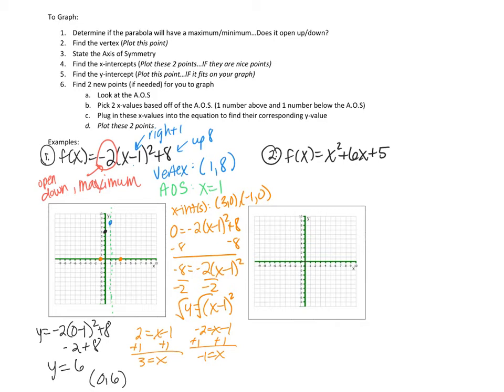So I can see that my x-intercepts reflect over. If I want to find what the reflection of this y-intercept is, I can tell, well, it's 1 away, so here would be my reflected point over that axis of symmetry line. So now all I need to do is connect the dots, and I've got my quadratic equation.